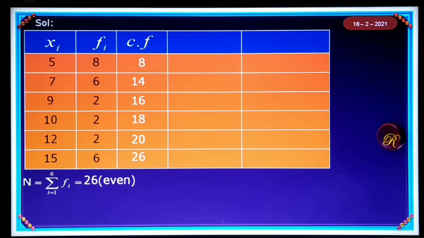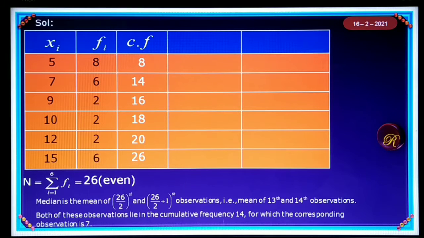Since the number of observations is even, we are going to have two values in the middle. That is the n by 2th and n by 2 plus 1th observation. Here n is 26. Therefore, median is the mean of the 13th and 14th observation.